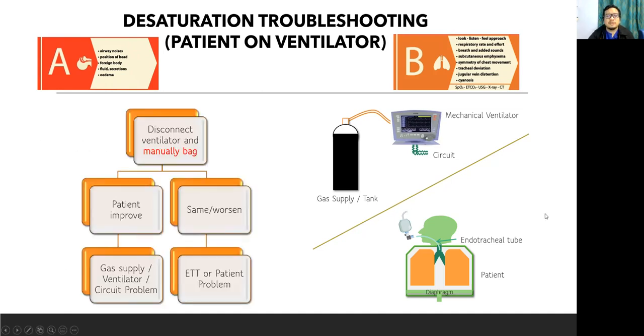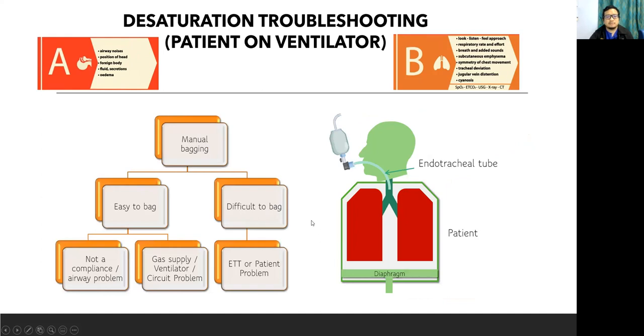So the first thing you have to do is to disconnect the ventilator and manually bag, connecting it to the flow meter at 15 liters per minute, let the reservoir bag expand, and then you manually bag. If you see the patient improve, it means from the ETT down to the lung is all right, no problem. So probably it's the ventilator, circuit, gas or oxygen supply problem. But if the patient's desaturation stays the same or worsens, it might be the ETT or the patient problem.